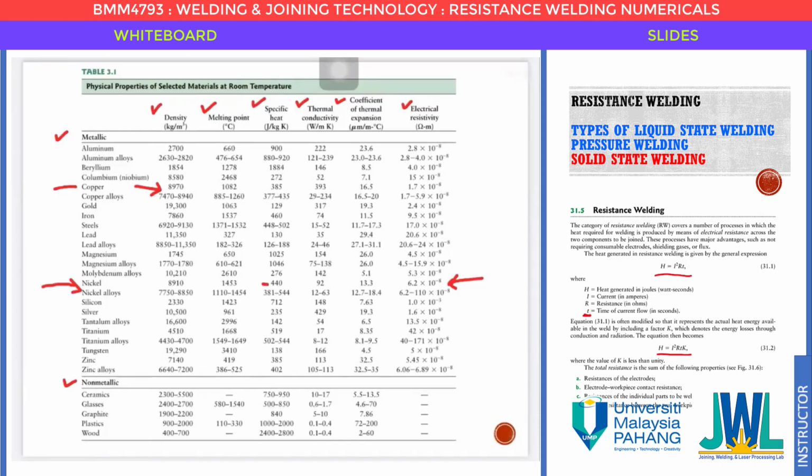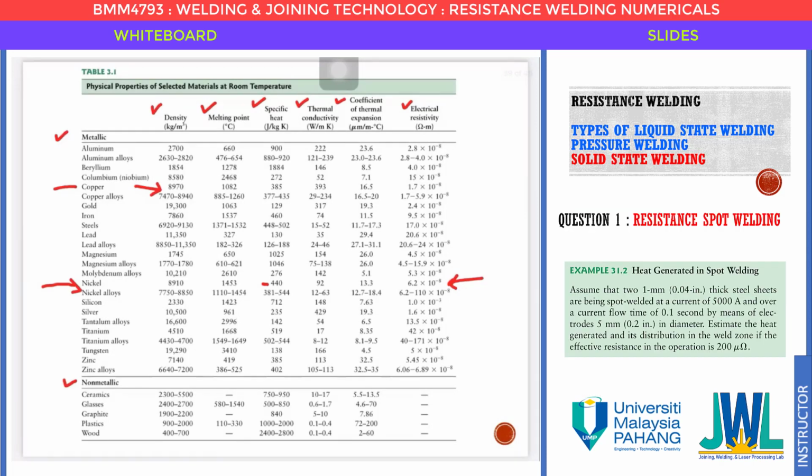And in table 3.1, we have got different types of material, and different types of properties which are mentioned. So in table 3.1 you have got the density. Let's say I ask a numerical about copper and I don't give the density, then you have to refer to this table and get the density value.